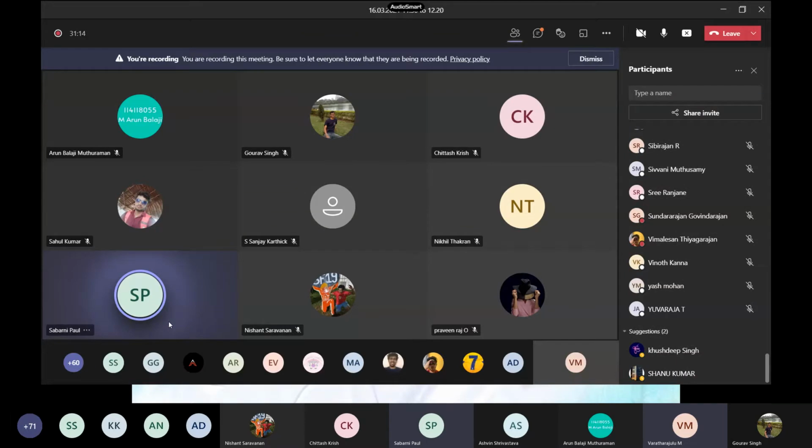What was the election date in West Bengal, Gaurav? There'll be 8 elections, in 8 phases. It'll start from April 5th. Eight slots, yes sir. Okay, good.